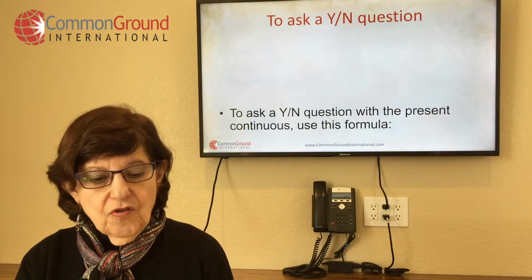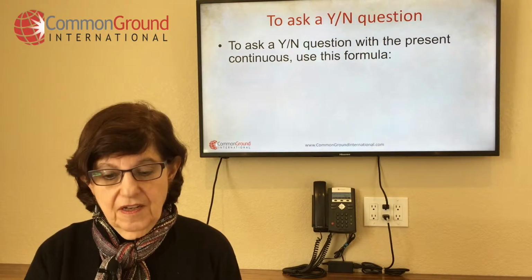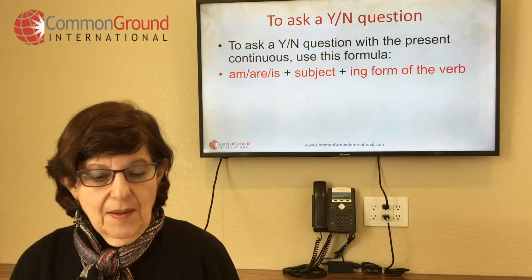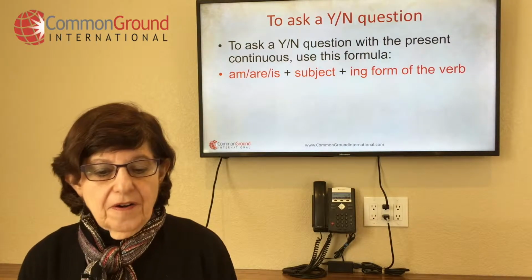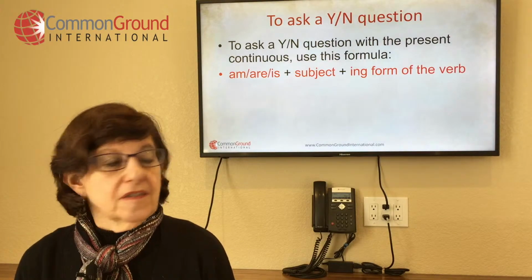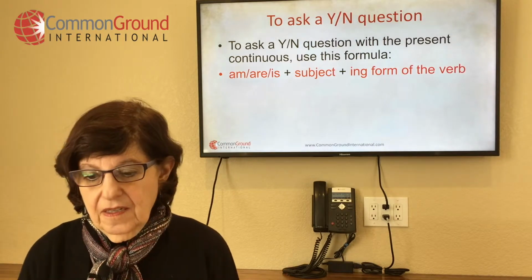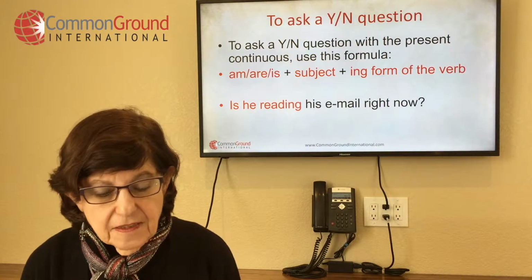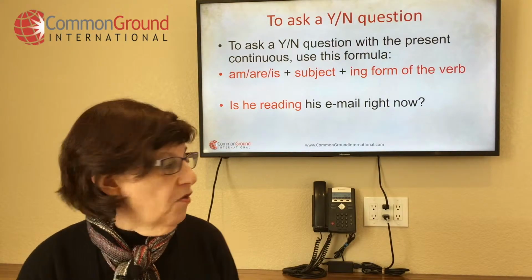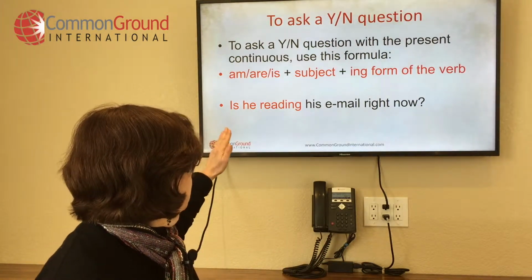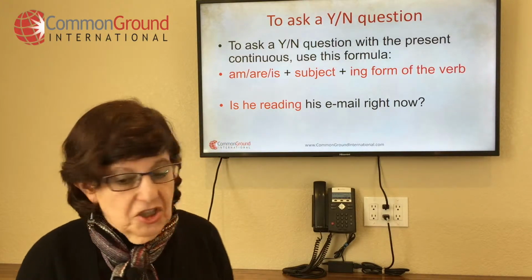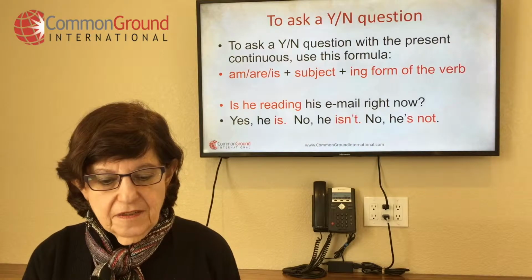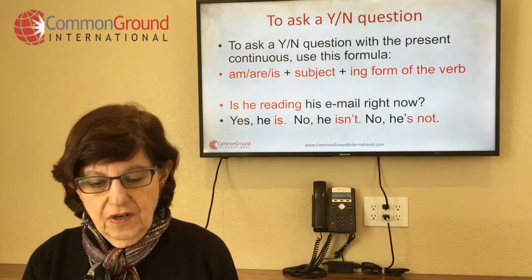To ask a yes or no question with the present continuous, use this formula. We reverse subject and am, are, or is. Am, are, or is, plus subject, plus the ing form of the verb. Is he reading his email right now? Is, subject, and ing. What's the answer? Yes, he is. No, he isn't, or no, he's not.